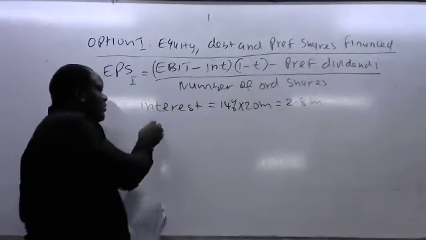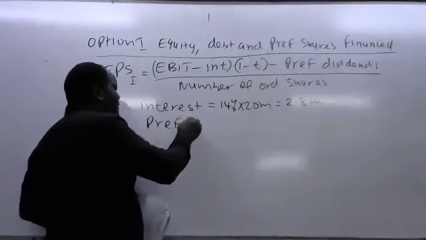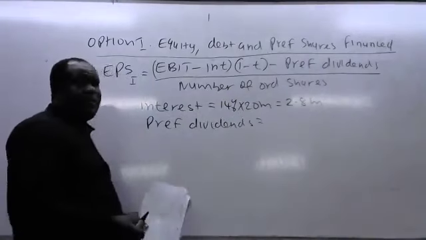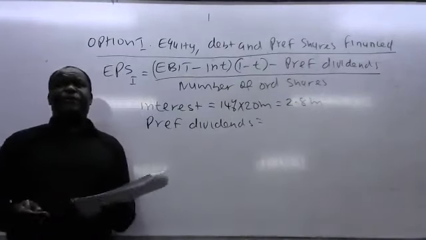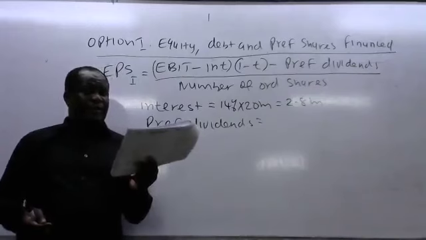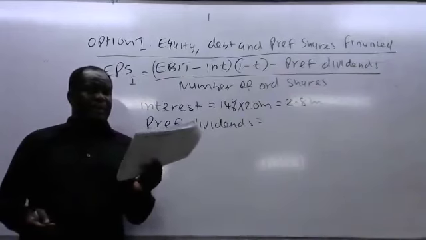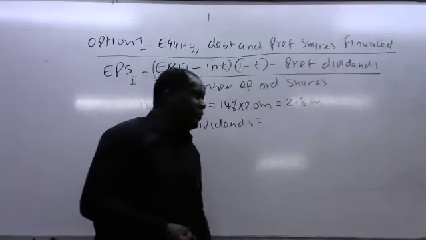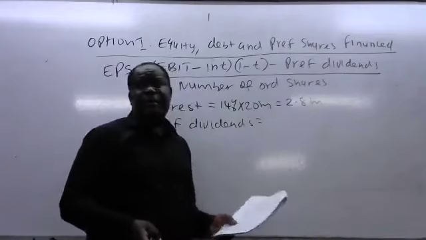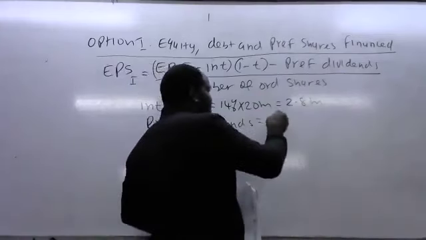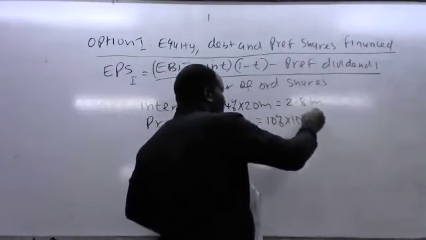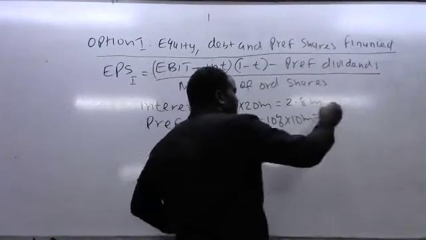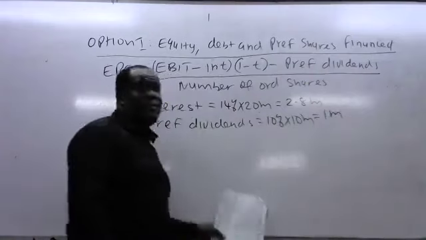Then we also need to compute the preference dividends. For the preference dividends, you can see the 10% preference share capital. The total amount is how much? 10 million. So get 10% of the 10 million. That will give us how much? It will give you 1 million.